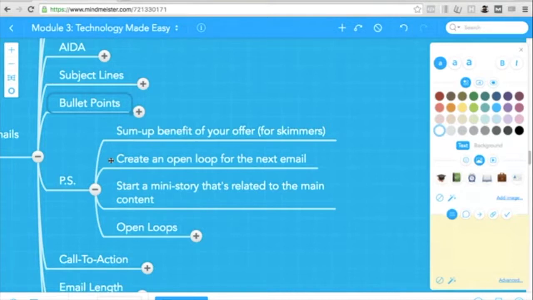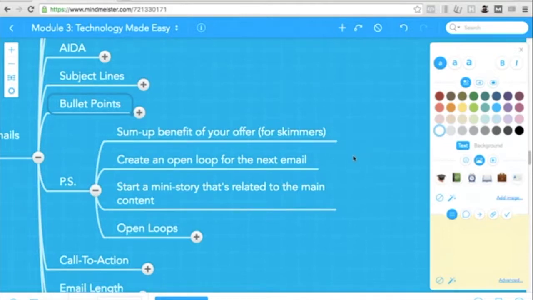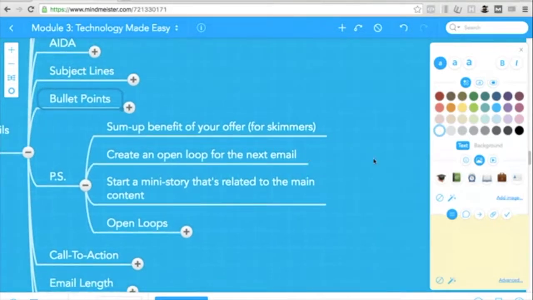So we should take advantage of the PS. For the skimmers who go straight to the PS, it sums up the benefit of your offer, right? Another way to use the PS is to create an open loop for the next email. Okay, I'll talk about open loops more later on.